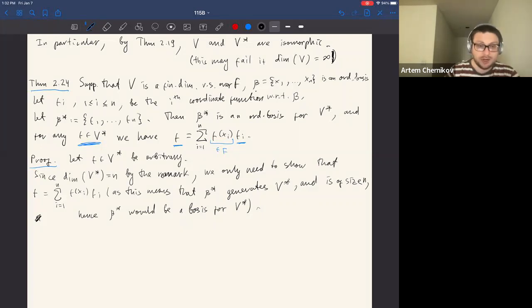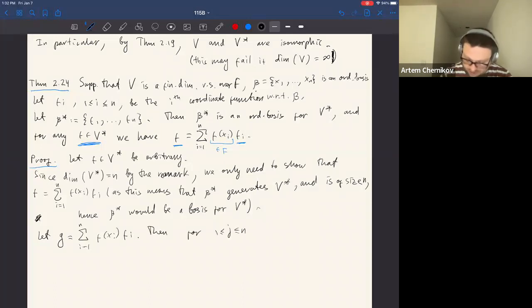Okay. All right, so let G be of this form. So let G be given by the sum i from 1 to n f of xi times fi. Okay, so let's take G like this. So note that it is a linear combination of the linear functionals fi, so it is itself a linear functional. Okay, then for each j between 1 and n, we have the following calculation.